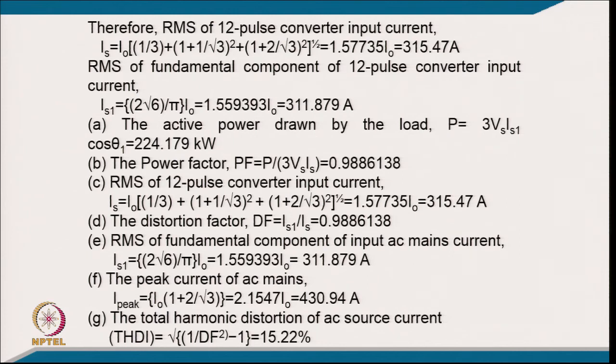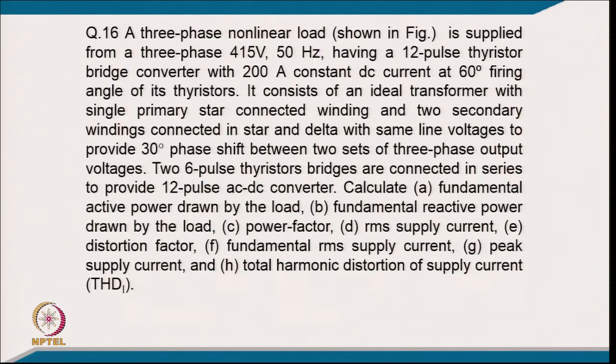The distortion factor will be IS1 upon IS, which is 0.9886. The RMS value of the fundamental current of the AC mains current will be 2 root 6 by pi times I0, so that is 311, and the peak current will be I0 (1 plus 2 by root 3), that is 430. The total harmonic distortion, keeping the values here, comes to 15.22, that is certainly less than half, or 31%. So for a 12 pulse converter you will not have harmonics less than 11; you will have 11, 13 and 23, 25 and so on. That is the reason THD is reduced.